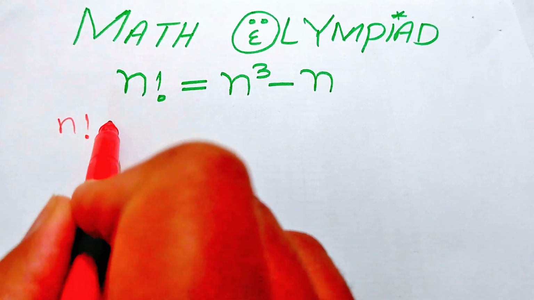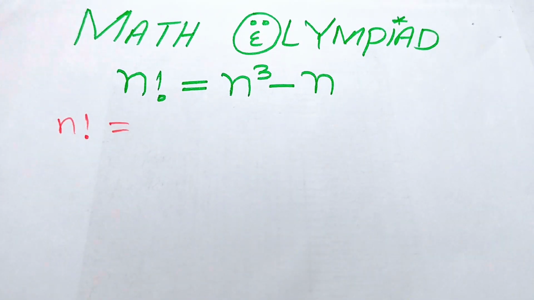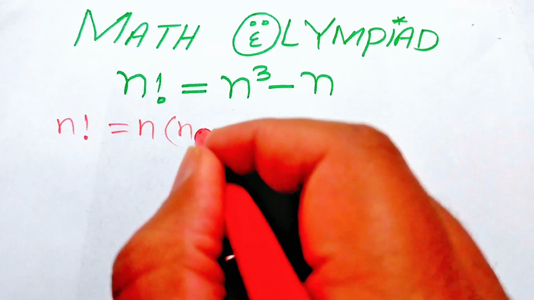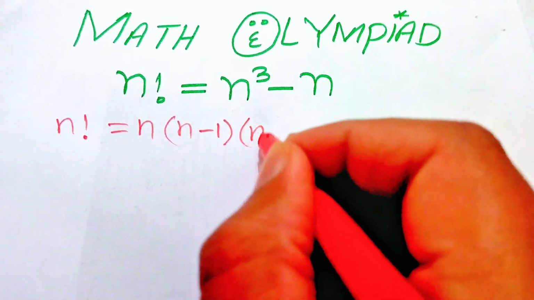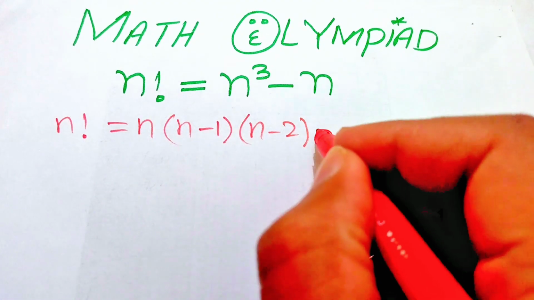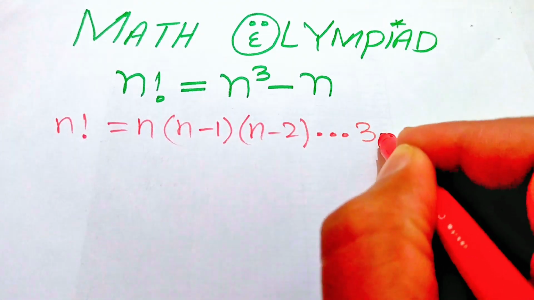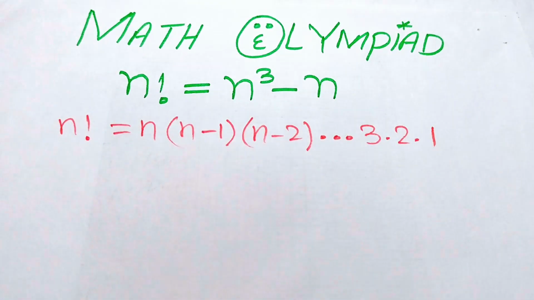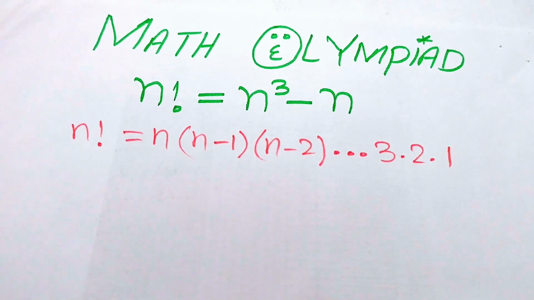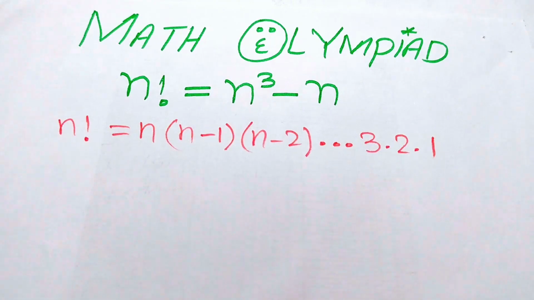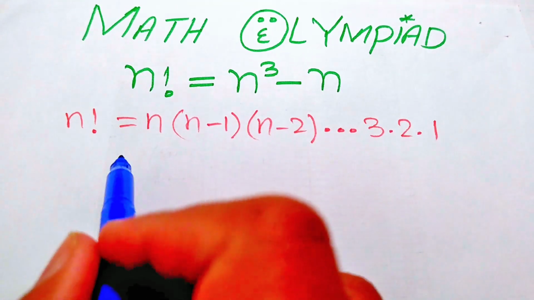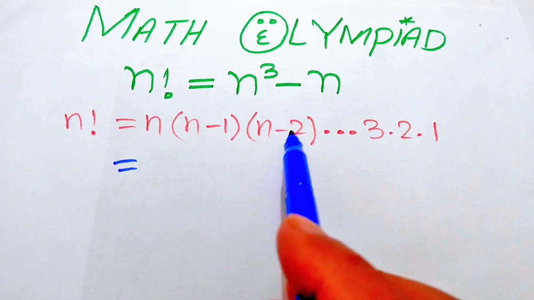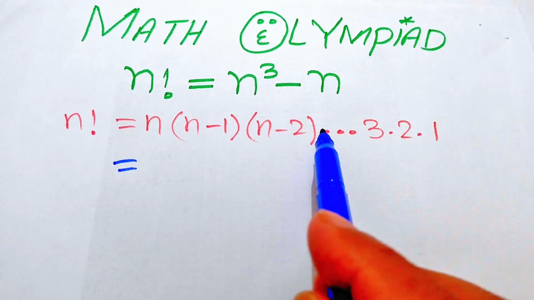So if we have n factorial, then according to the definition of factorial, we write this as n times n minus 1 into n minus 2 and so on up to 3 multiplied by 2 multiplied by 1. So this is the formal definition of factorial. Now we can break this definition up to any term which we want. So if we break this product up to n minus 2, then we make the factorial sign here.